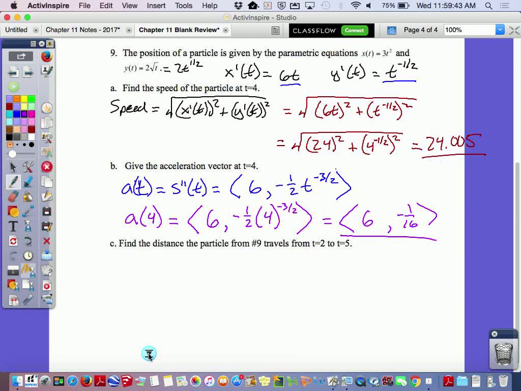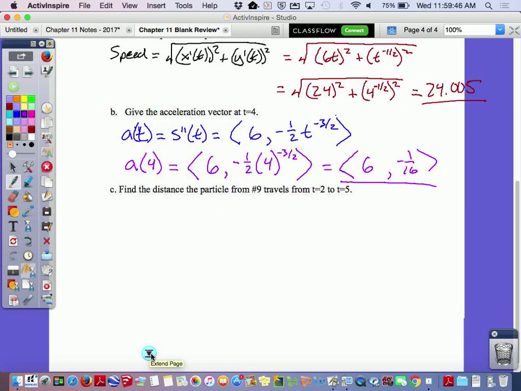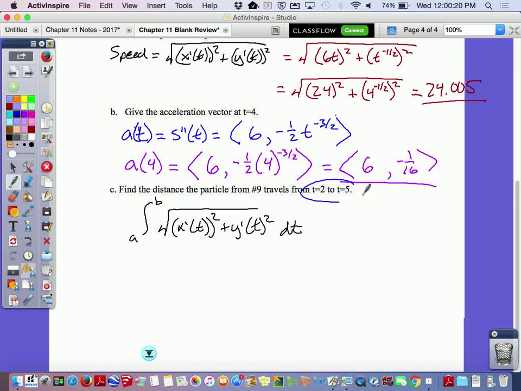Final question of part 9. It says find the distance the particle from question 9 travels from t equals 2 to t equals 5. We used this formula earlier, but this is an arc length, or total distance traveled. So we're going to do the integral from a to b of the square root of x prime of t squared plus y prime of t squared. We've got x prime of t and y prime of t, so I'm just going to grab those from further up in the problem. And it tells us our endpoints, 2 and 5.